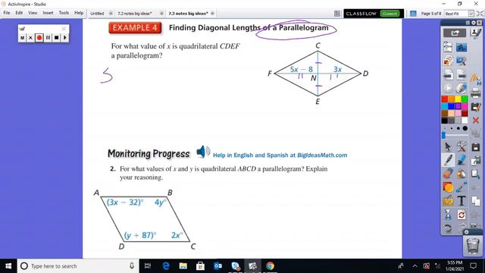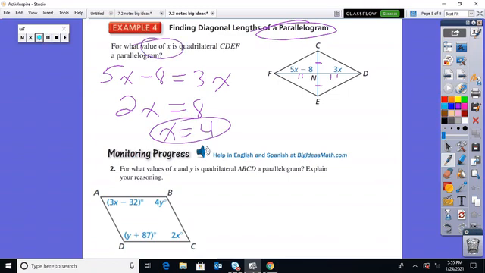So we can take 5x minus 8 and set it equal to 3x. So subtract 3x, get 2x, add 8 to both sides, and x is 4. So that's the value of x that would make the quadrilateral a parallelogram. All right, stop the video here. Try the monitoring progress question below.